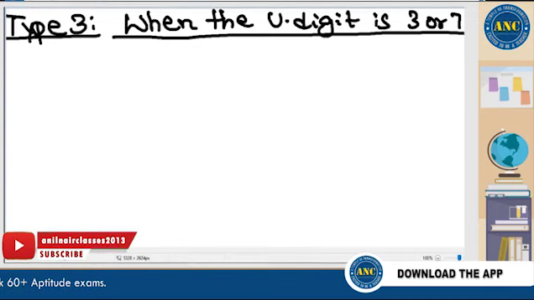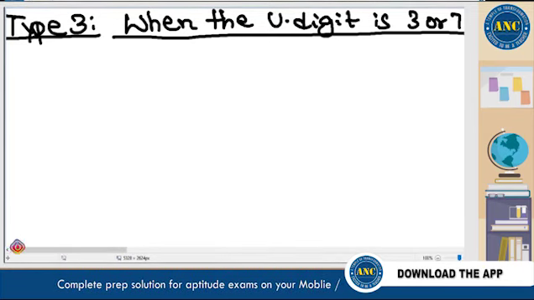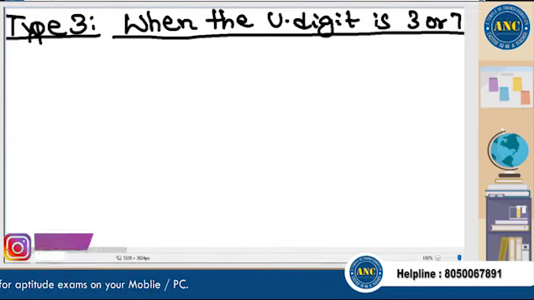Unit digit is 3 or 7. HRC says it is very clear for him. Surya, yes. Shruti, yes. Very good. I am very happy for you.